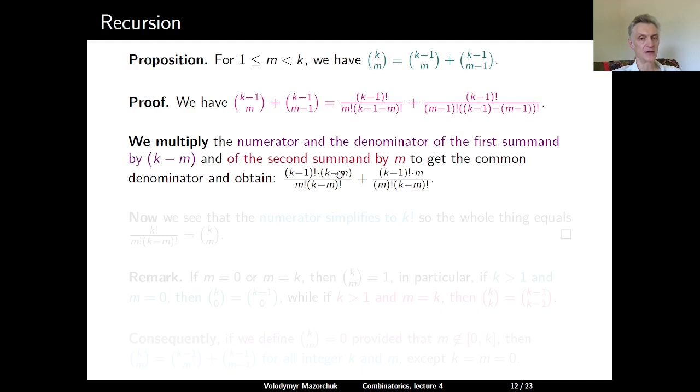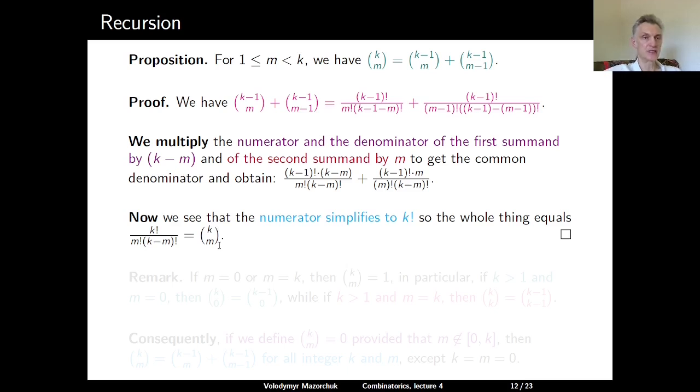And this minus m and this m cancel, and then the common numerator simplifies to k factorial, so the whole thing equals k factorial divided by m factorial times (k - m) factorial, which is k choose m. And this completes the proof of our proposition.